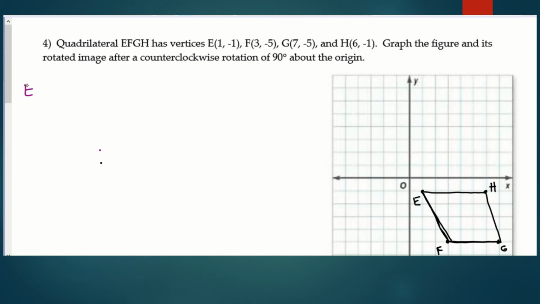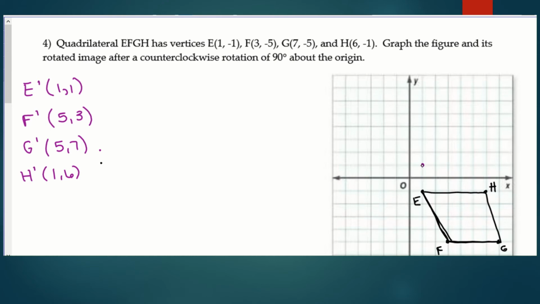So E prime is located at 1, 1. F prime is at 5, 3. G prime at 5, 7. And H prime is at 1, 6. All right, so let's go ahead and graph these on our coordinate plane, and let's see if we did exactly what we were told to do.